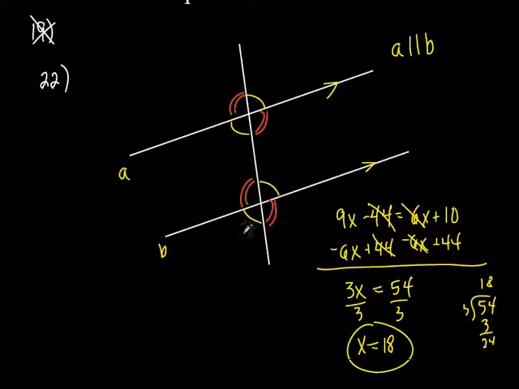You just have to know that all the yellow ones are equal to each other and all the red ones are equal to each other. If you know that, they could tell you anything about this angle right here and this angle right here, right? So what do you do? They're equal.